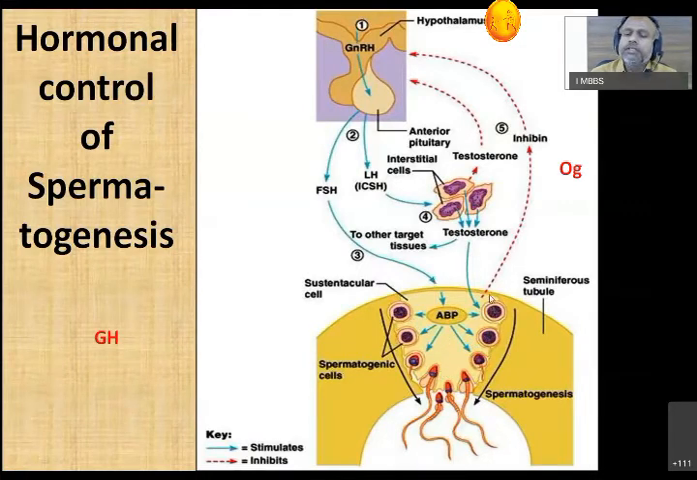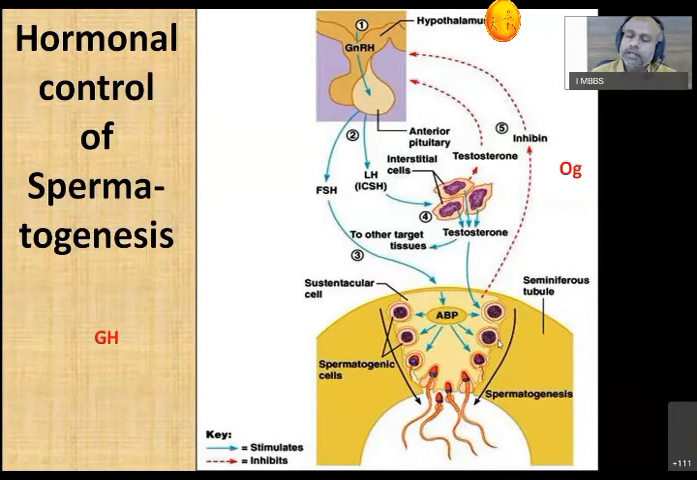Activin activates the proliferation or multiplication of the basal spermatogonia, the first stage of multiplication in spermatogenesis. Further, the growth of the basal germ cell to primary spermatocyte is through growth hormone. Primary to secondary spermatocyte to spermatid, and spermatid to spermatozoa, is by the high concentration of testosterone hormone.